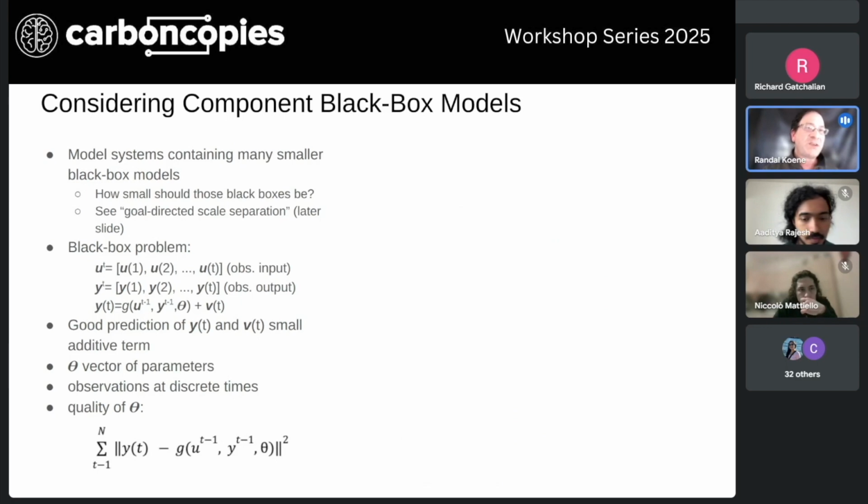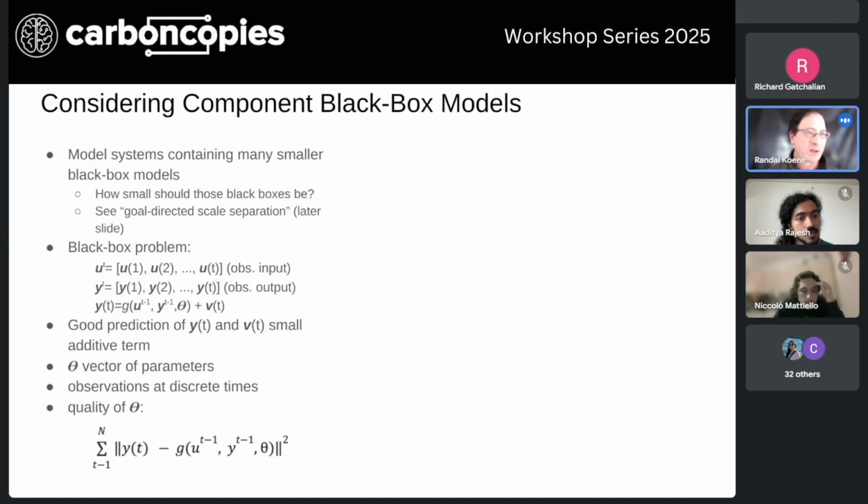If system identification for brain emulation involves gray box modeling on the whole and semi-physical modeling with black box system identification at a component level, these are overall systems that contain many smaller black box models. We can then ask how small should those black box models be? And we'll see below that this question ultimately comes down to the problem of correct goal-directed scale separation. Before we dive into these conceptual issues of primary importance, let's formalize the black box problem a bit.